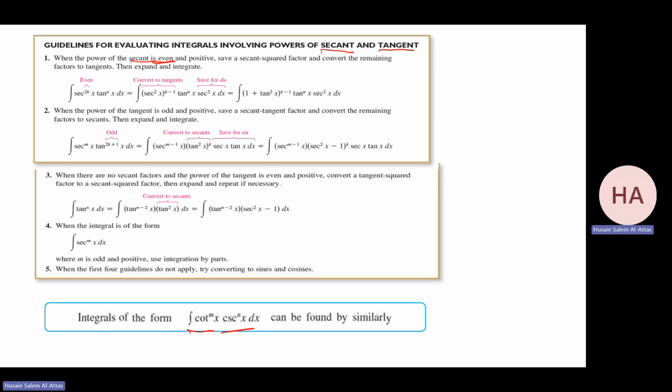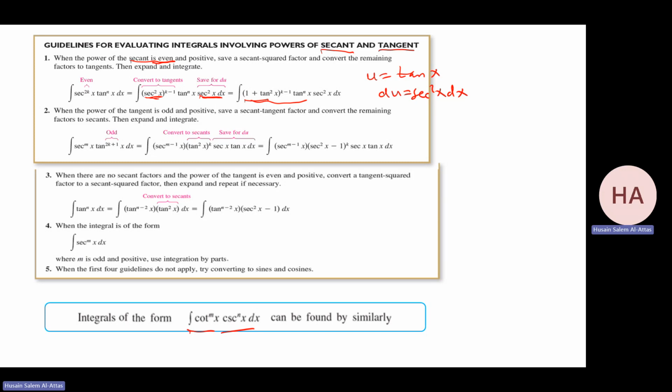When the power of secant is even and positive, I save a secant squared. And then the remaining secant squared, I change it into tan. So I have a function of tan times secant squared. So I let u equal tan, and du will be secant squared dx. Then the rest is just calculation, because it will be like a polynomial in u, with the powers.